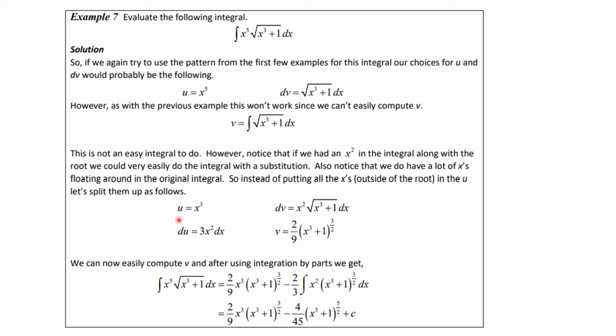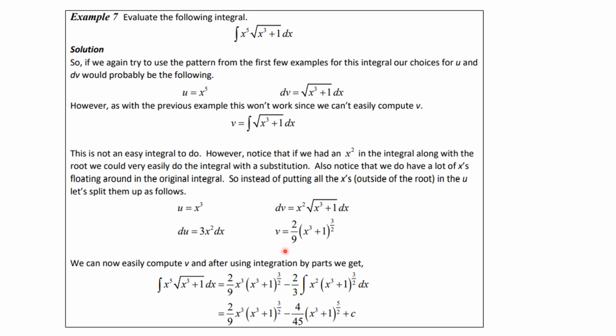So I can split it up this way. I let u be this, du is going to be that. That means dv is everything except what I took for u. So it is x squared, the square root of x cubed plus 1 dx. And I can integrate this. I can let u be what's inside here. And I get that v, and you should verify this for yourself, is 2 over 9 times x cubed plus 1 whole raised to the 3 halves.